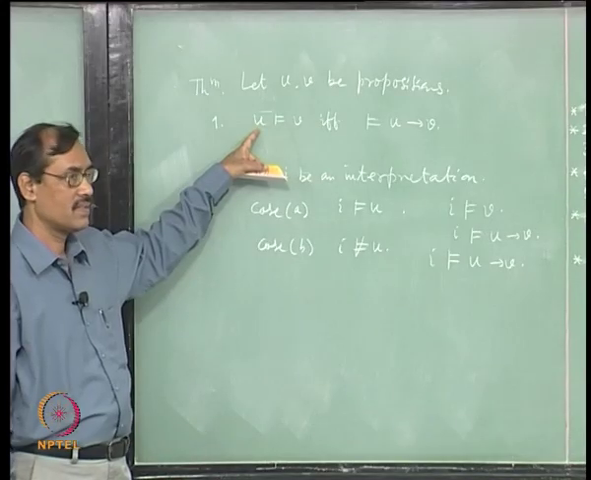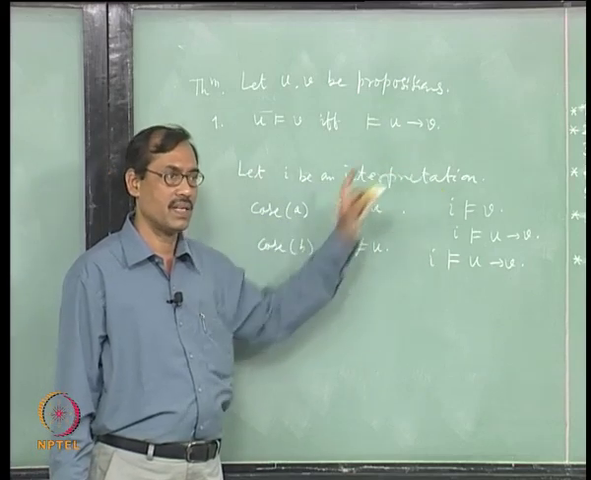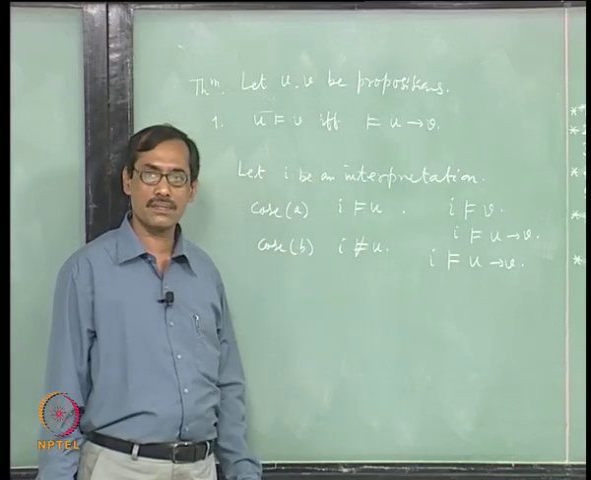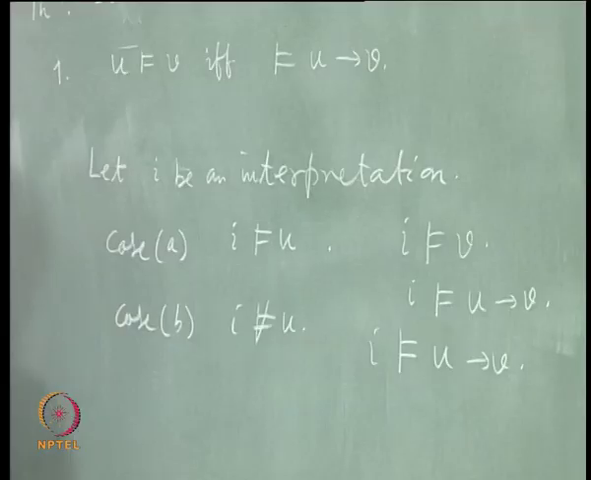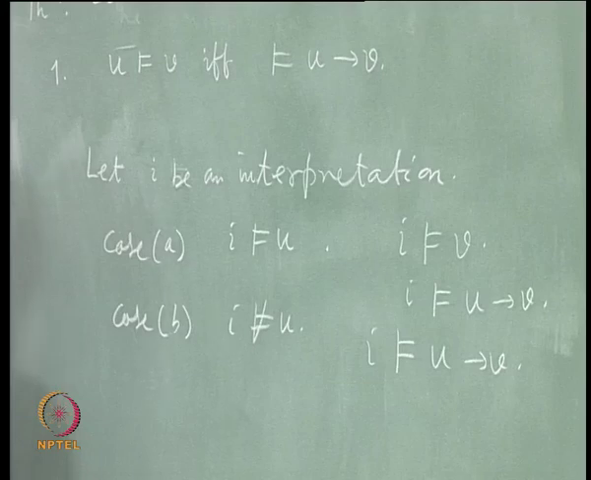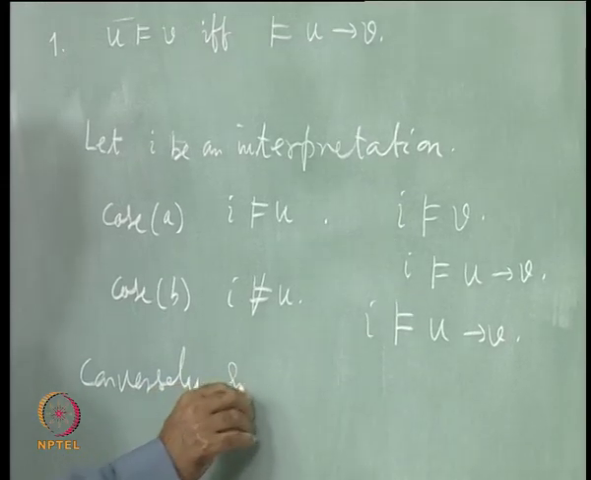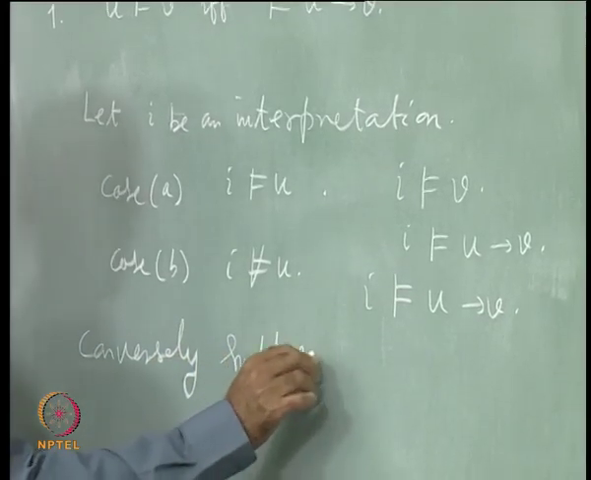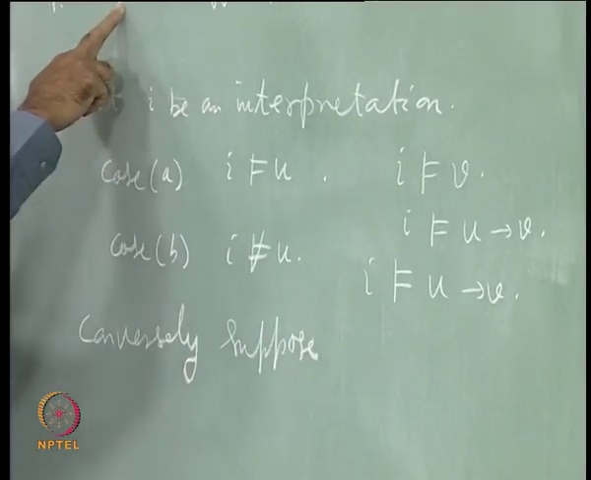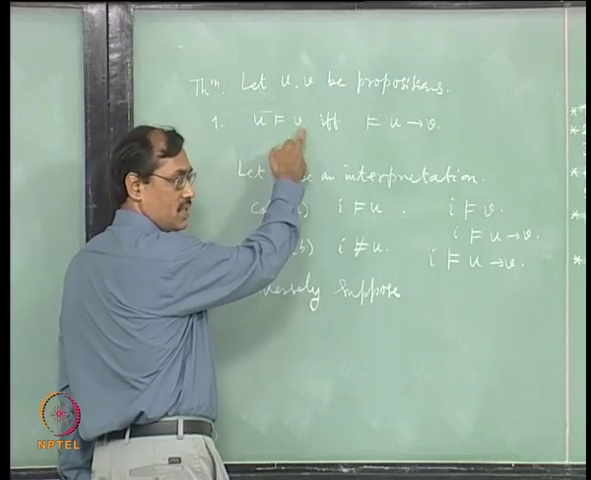If u entails v, then u implies v is valid. What about the converse? It should be easier, because the earlier proof breaks into two cases, and this should give only one case. Okay. So, conversely, suppose you have to start with a model of u, and show that it is a model of v.